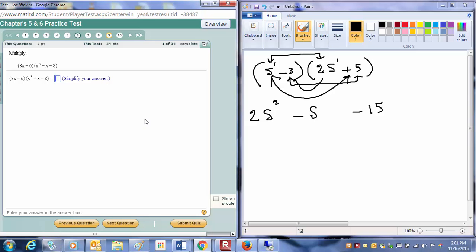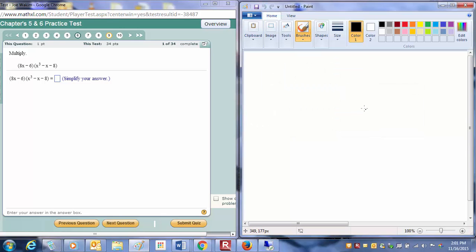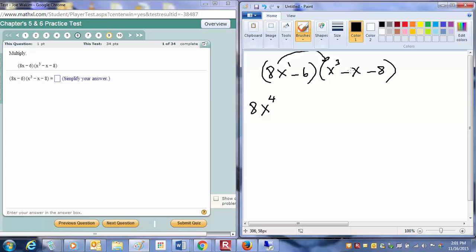Let's try number 9. Again, here we have to multiply. And we can multiply using the same method. Or we can do it like 8x minus 6 times x cubed minus x minus 8. So 8x times x cubed, we add the exponent, that would be 8x to the power 4. And 8x times negative x is going to be negative 8x squared. And 8x times negative 8, negative 8 times 8, is negative 64x.